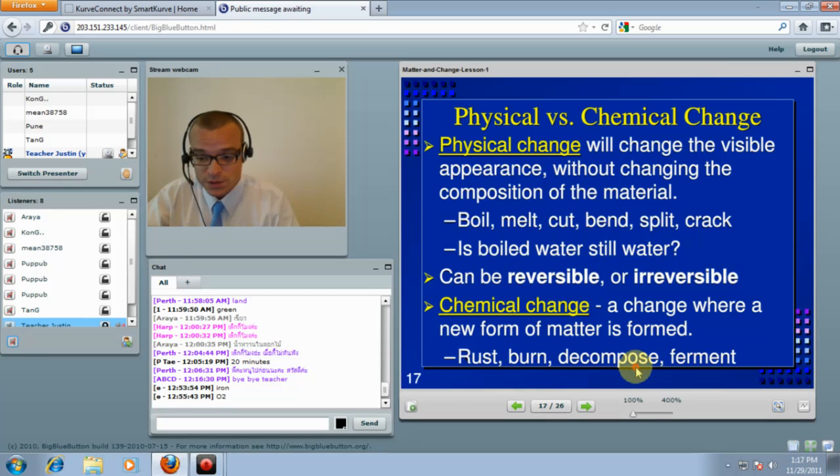Again, decompose. If a leaf falls from a tree, it sits in the bottom of the forest for weeks and weeks, gets rained on, it's going to decompose. It's not going to be a leaf any longer. It's not going to have the same composition. Decompose. And ferment, again, it changes the chemical makeup of matter. If you ferment fruit, the chemicals left in the matter after it's fermented, totally different. Apples turn to cider.